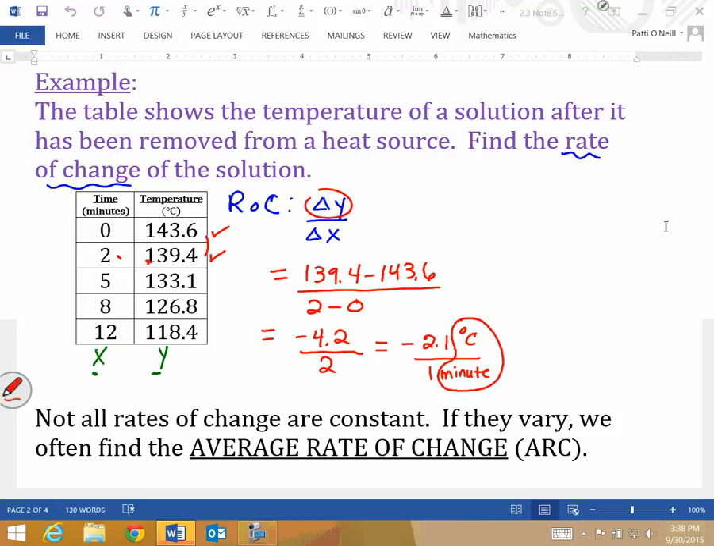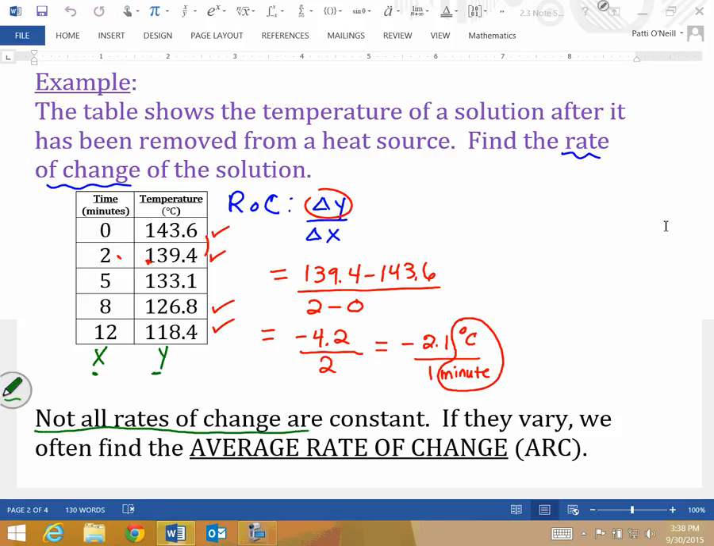In this problem, you might want to do this independently for a second, see if the rate of change comes out exactly the same if you pick 2 other values in that table. If it's a linear function, it should. If it's not linear, the rate of change is going to actually vary. And that's what goes along in my statement here. Not all rates of change are constant. So this is important to know.